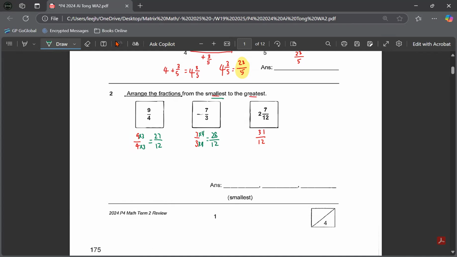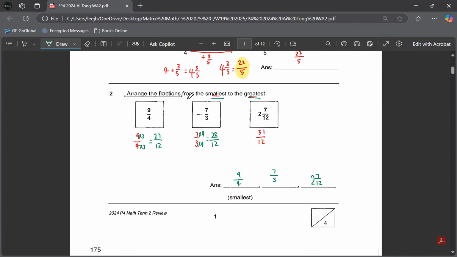So I want from smallest to greatest. Which one is actually the smallest? If you look at all of these, this is 27 twelves, this is 28 twelves, this is 31 twelves. So the smallest will actually be this, which is 9 over 4. Always write the original value given. And then followed by which one? After 27 is 28, which is 7 over 3. The last one being 2 wholes 7 over 12.